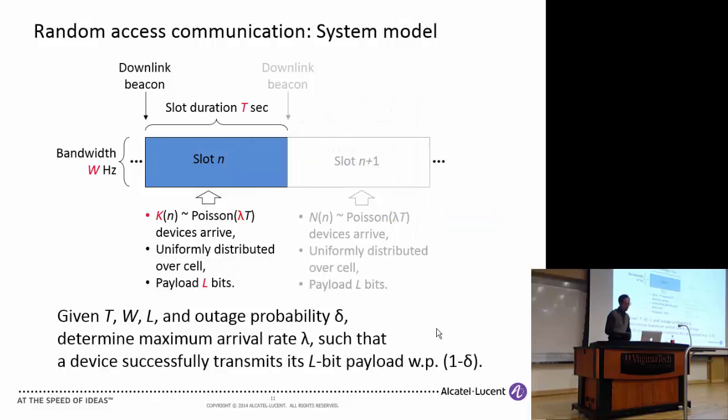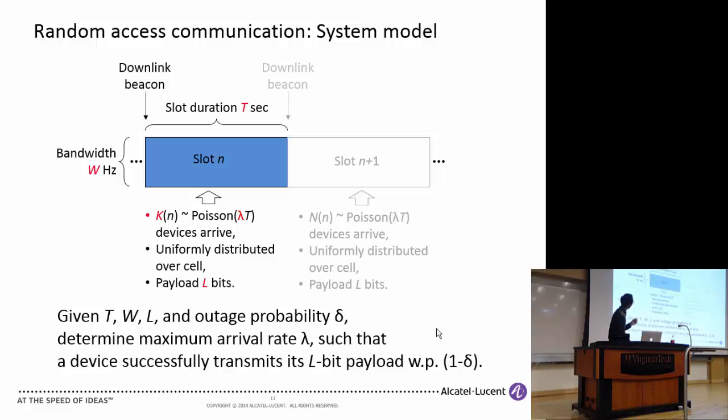So the problem then, if we look at the system model, we have some resources, some slot duration of, say, T seconds. Let's say that's 1 second. We have bandwidth, say it's 1 megahertz of bandwidth. And then we have some downlink beacon transmitted by the base station to provide some notion of timing to the device. So the device knows, okay, here's the beginning of a 1 second slot. And then during the slot, there are K devices that want to communicate.